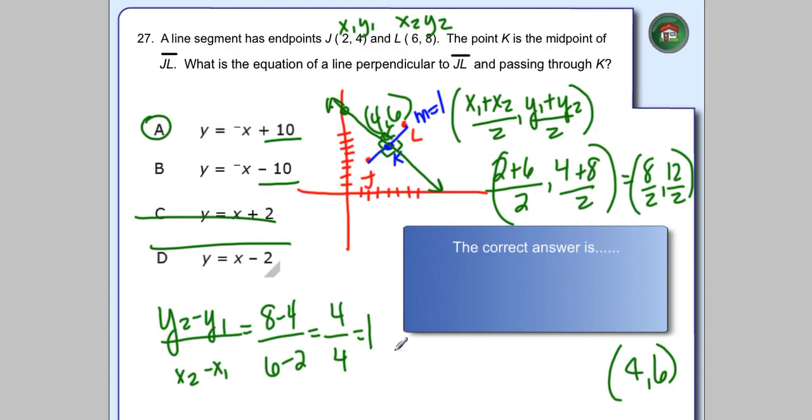Remember how to do perpendicular slopes. You put it over 1, and then you flip them, which wouldn't change the way it looks, but then you would change the sign. So the slope of the green line would have to be -1.